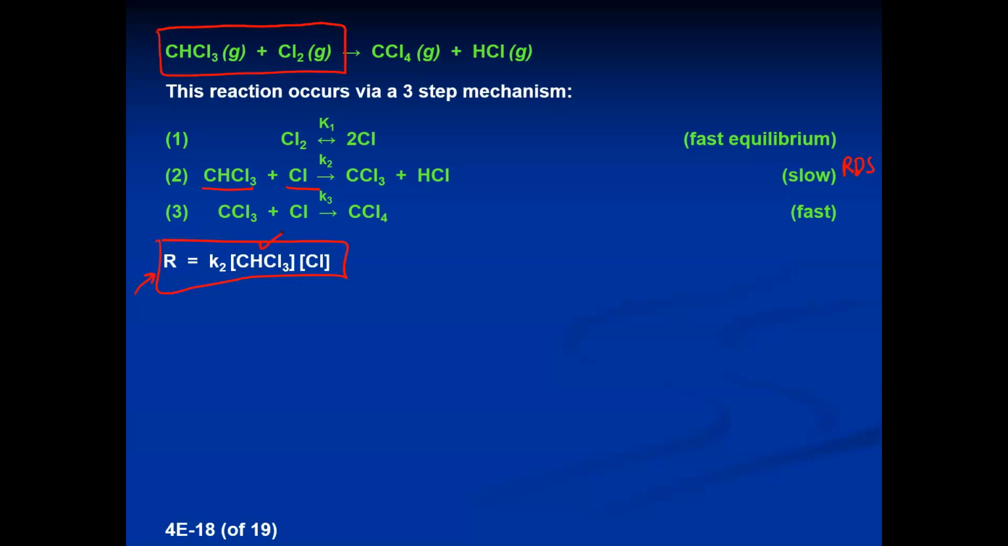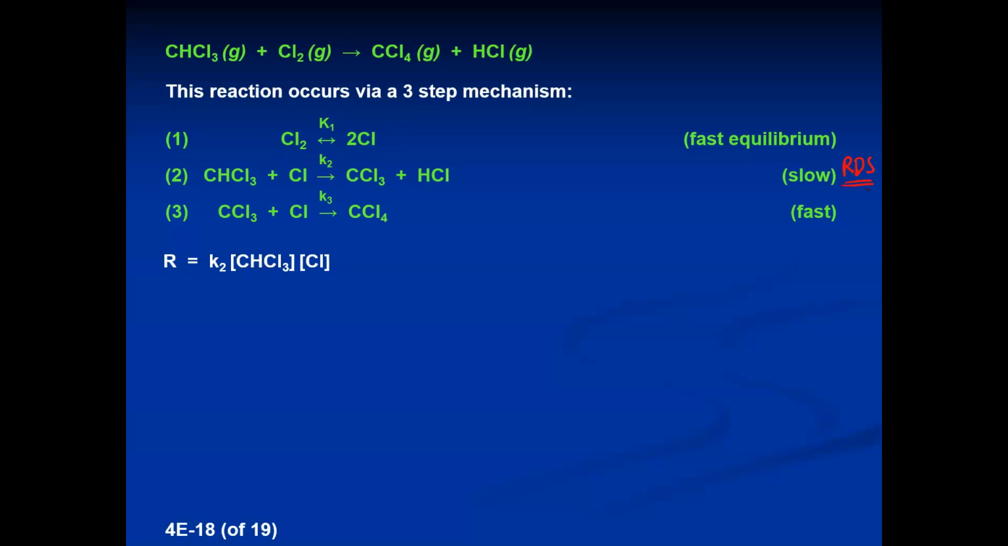And yes, no. There's no Cl here, it's Cl2. We have to get rid of this, right? So we have to get rid of the Cl. We can't have this be our overall rate law because it doesn't match our overall reaction. So this Cl must be an intermediate, and we've got to get rid of it. How do we do that? Algebra.